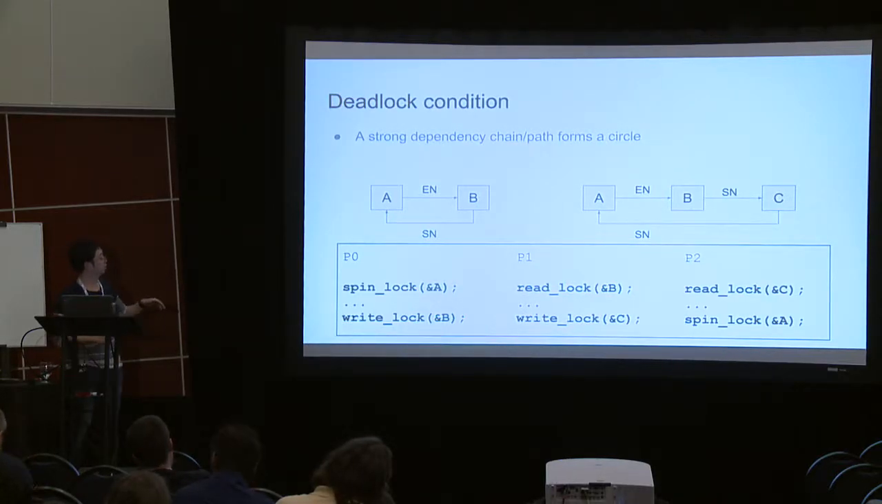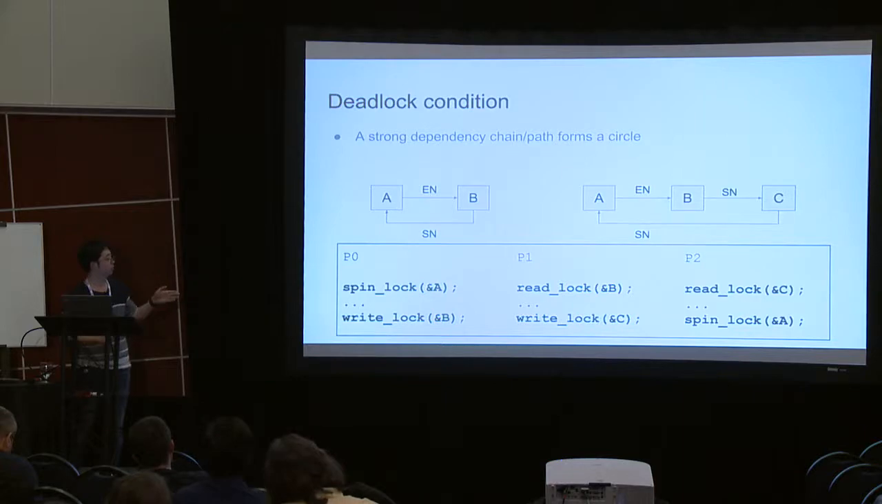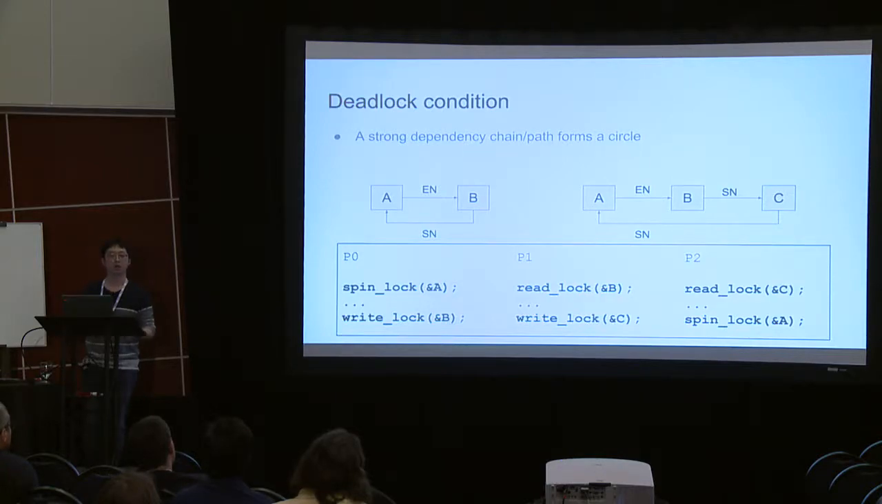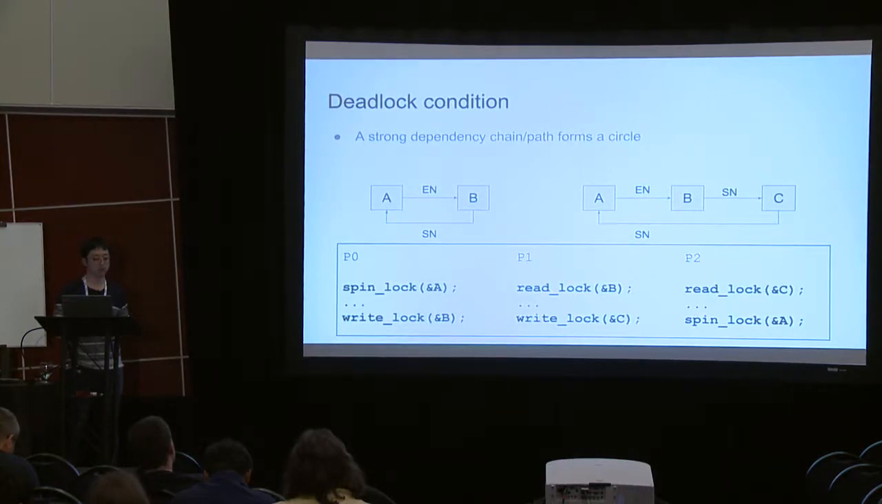So you can see, if P1 grabs A, P2 grabs B, P0 grabs A, P1 grabs B, and P2 grabs C, we have a deadlock. Does anyone have any question about this? Like I said, we define strong dependency as the dependency that can really block things.